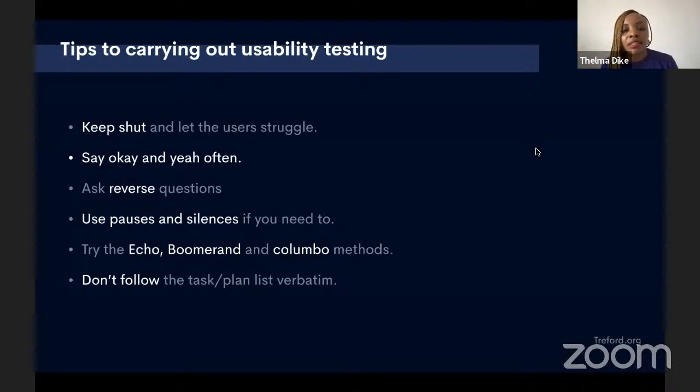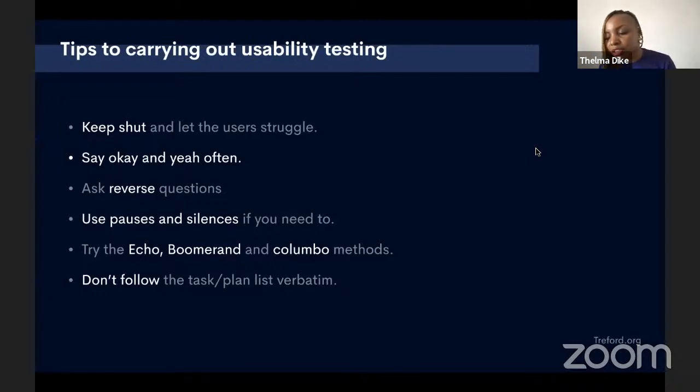Use pauses and silences if you need to. Ensure that you're as quiet as possible and you let the user do their thing. Echo, boomerang, and Columbo methods, like I mentioned earlier: echo means repeating what a user said, but in a question format. Like I said, where? You now ask them where, so that they can go further. When you say that, they're able to communicate better. Or when they're like, what's this? You say, what's what? Just to keep the flow going.